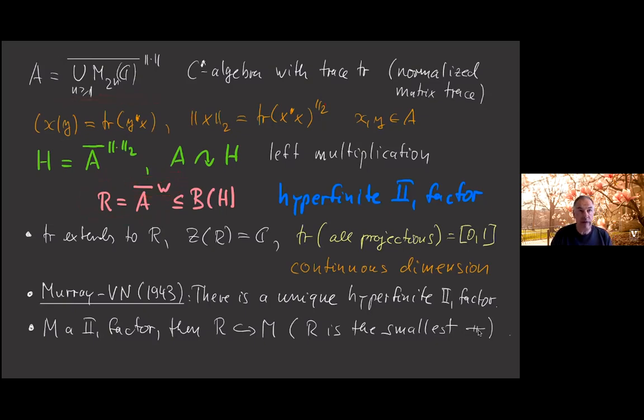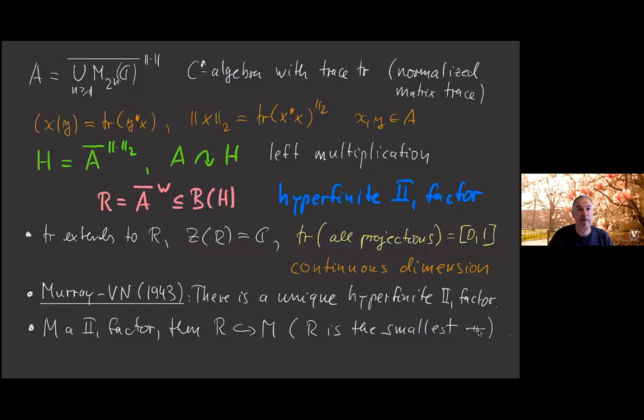So a few facts about this guy. First of all, it is easy to see that the trace actually extends to the closure, okay? So R has a trace as stated above. You can show as an exercise that it is highly non-commutative, so it has trivial center. And then it's not very hard to see that if you compute the traces of all the projections in this hyperfinite II_1 factor, then you end up with a full interval from 0 to 1.